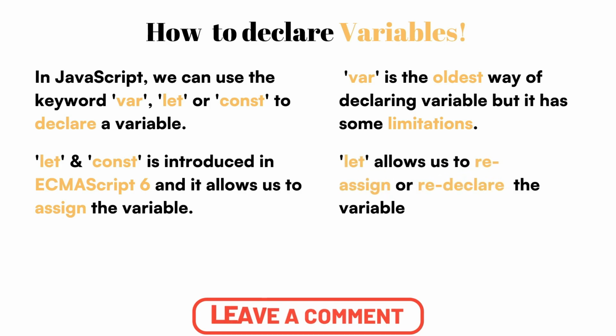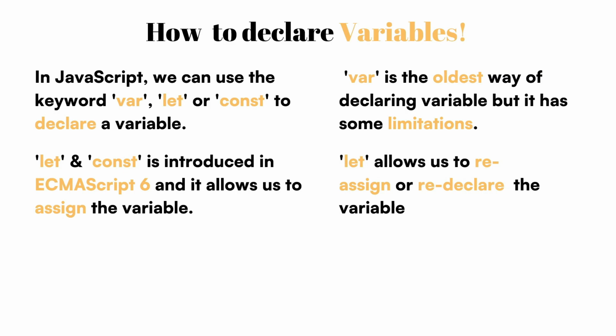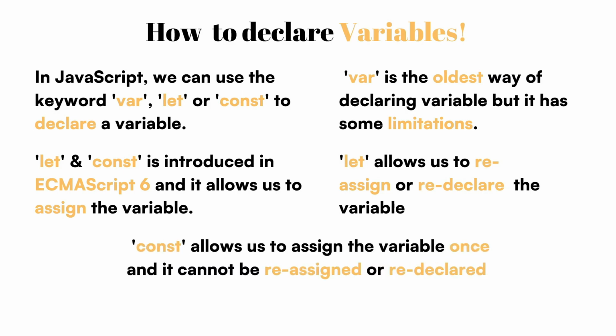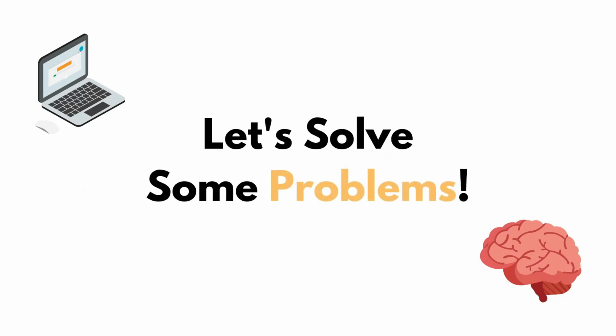Let allows you to reassign or redeclare the variable once it's assigned, while const allows us to assign the variable once and it cannot be reassigned or redeclared. You can think of const as constant. Now let's solve some problems related to it.